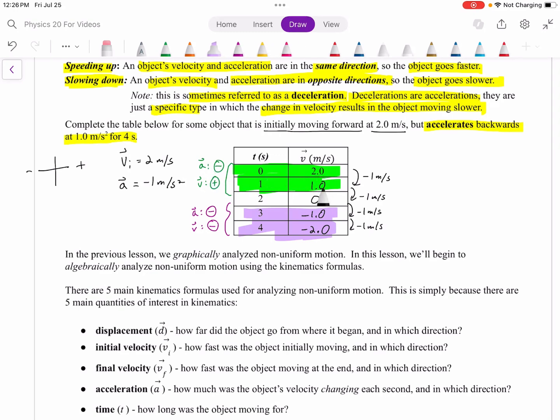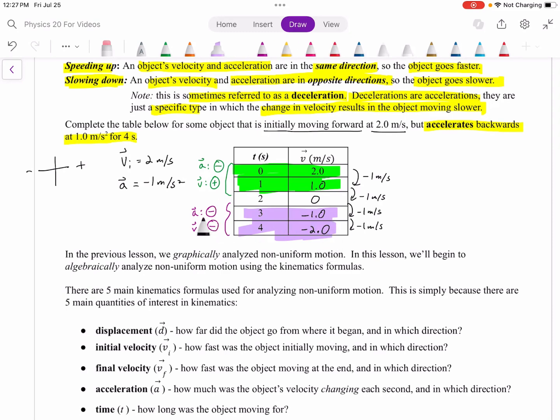It got slower. It started out moving forwards at 2 meters per second, then only moving forward at 1 meter per second, briefly came to a stop. But then once it actually turned around and started moving backwards, so now its velocity is backwards, but its acceleration is still backwards like it's been the whole time, then what happened to its speed? Well, now it's getting faster and faster. It's just going in the negative direction.